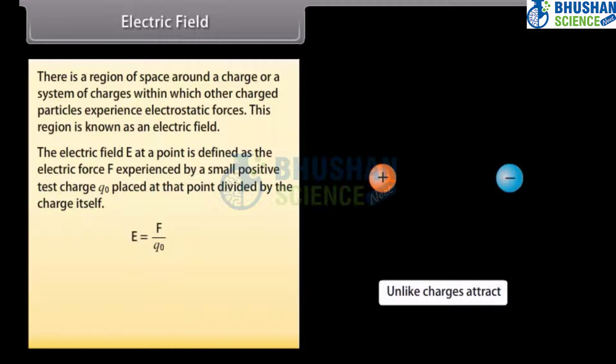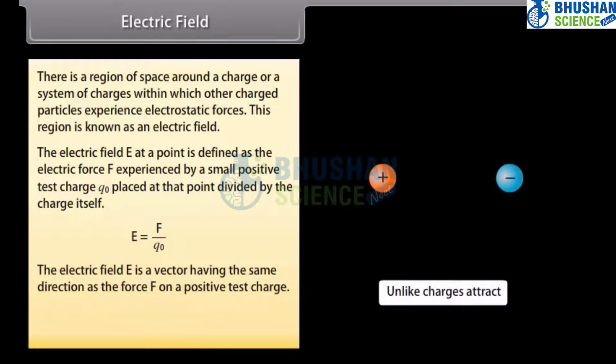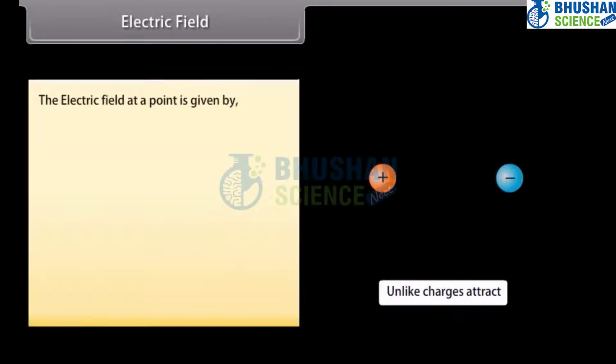E = F / Q0. The electric field E is a vector having the same direction as the force F on a positive test charge. The SI unit of electric field is Newton per Coulomb. The electric field at a point is given by E = 1/(4πε₀) × Q/r² r̂.